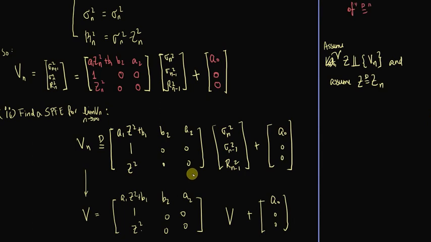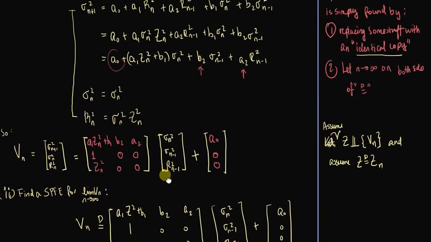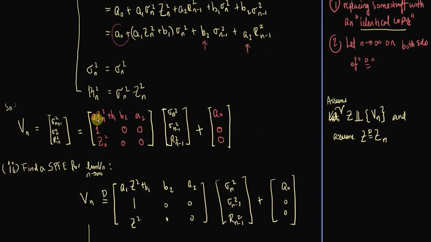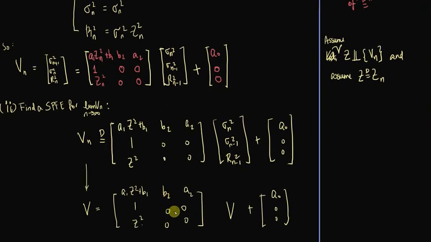So the thing that you need to remember about this exercise is that we can use this simple method of replacing something with an identical copy. So because Zn depends on n, we replace it with an identical copy that does not depend on n. And then we move forward just by letting n tend to infinity on both sides.